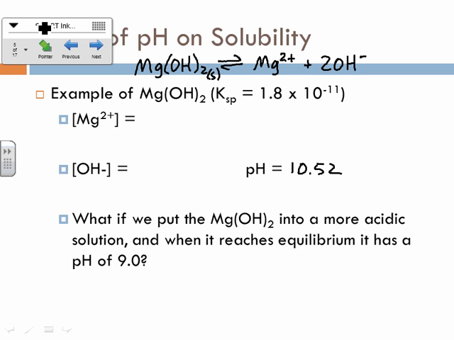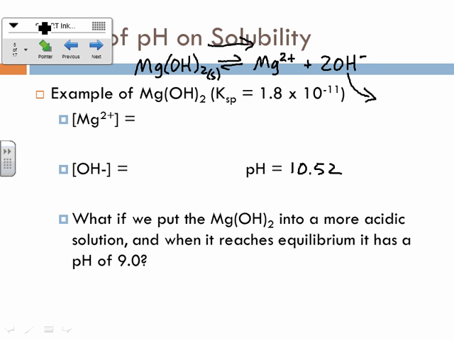If we put this into a more acidic solution, then what is there going to be extra of in that solution if it's acidic? It can be H+, right? What is that H+ going to do? It's going to react with the OH-. So in other words, we are taking some of that OH- out of the solution, because the OH- is going to react with the H+, right? So let's think Le Chatelier. We're taking a product out of the equilibrium. What's that going to do? Okay, it's going to shift it this way. So what that means is more of the Mg(OH)2 will then dissolve.